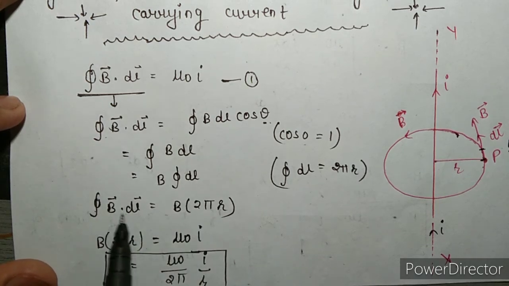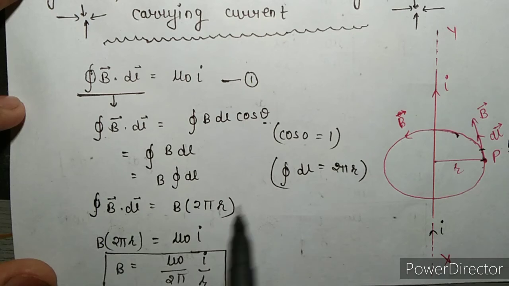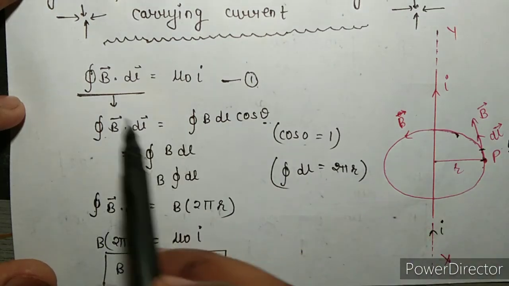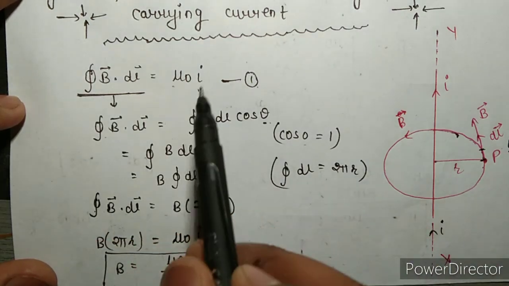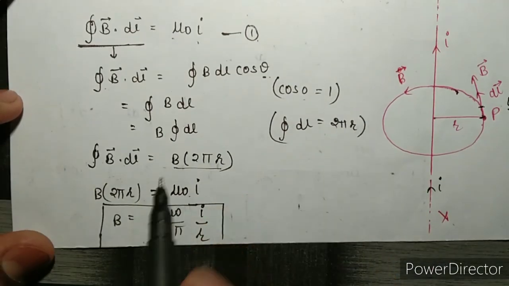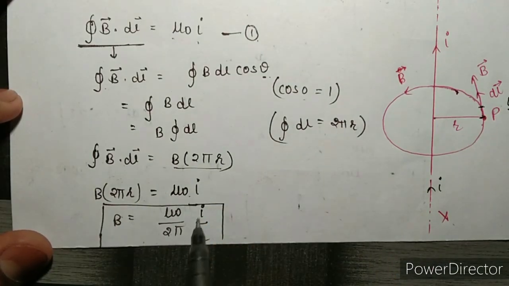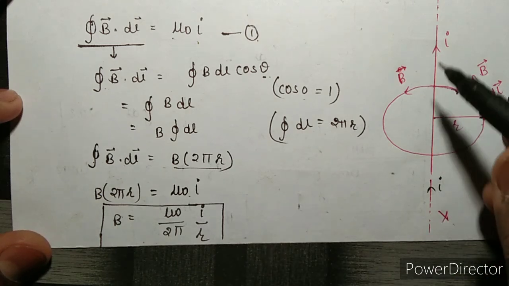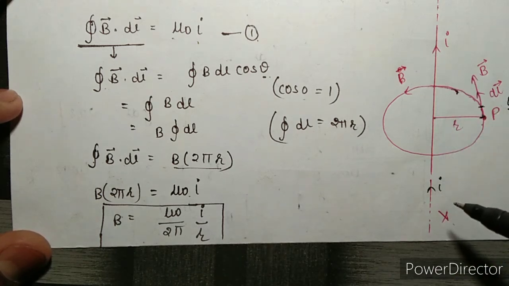Now taking closed integration dl equal to 2 pi r in this term, we get closed integration B dot dl is equal to B times 2 pi r, and from equation 1 we know that this term is equal to mu naught I, and by using this B is equal to mu naught I upon 2 pi r. This is the relation for the magnetic field at point P due to this infinitely long wire.